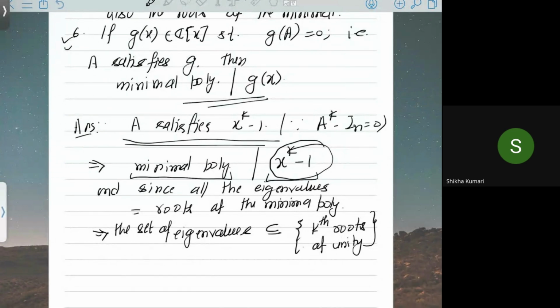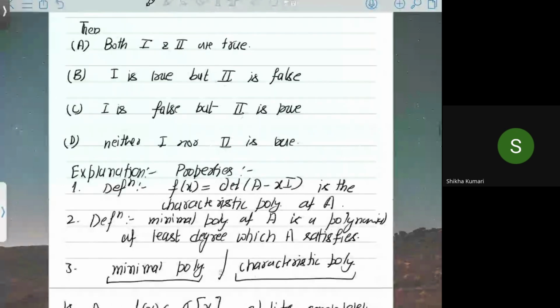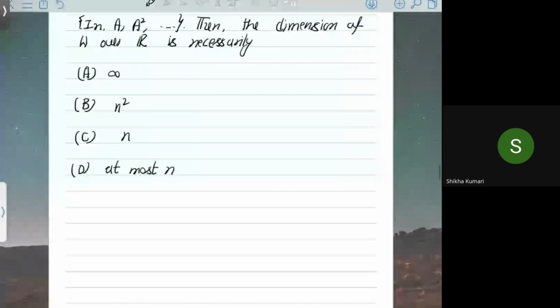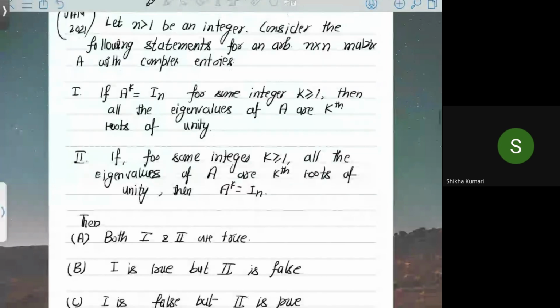Fine, is it clear to everybody? Okay, so we get that. I hope this is clear if nobody is speaking. So we get the set of eigenvalues is contained inside the set of kth roots of unity. So let us look at the statements first now. So this says that if this is satisfied for some integer k, then all the eigenvalues of A are kth roots of unity. So this is what we are getting, that all the eigenvalues are contained inside the set of kth roots of unity. So this statement is true because of all the reasons I gave. If anybody has any problem, just let me know.